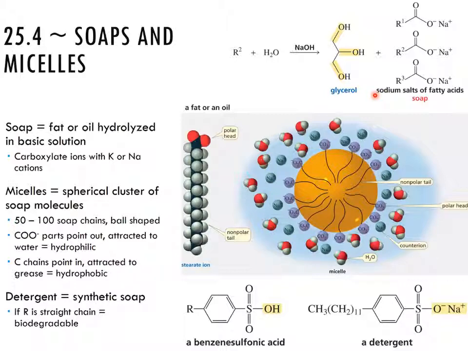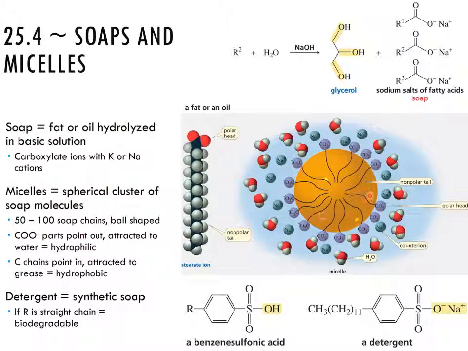So let's talk about how soap works. Soap usually forms what's called a micelle. So a micelle is a spherical cluster of these soap molecules. And when they form this cluster, they're all going to point in the same direction. So this purple CO2 minus, that is the carboxylate portion of the molecule. And notice that all of those are pointing out. Because they're polar, they will be attracted to the water. And then this little black curvy line here, that's representing the hydrocarbon chain or the non-polar section of the molecule. And all of those are going to point towards the center of our micelle sphere.